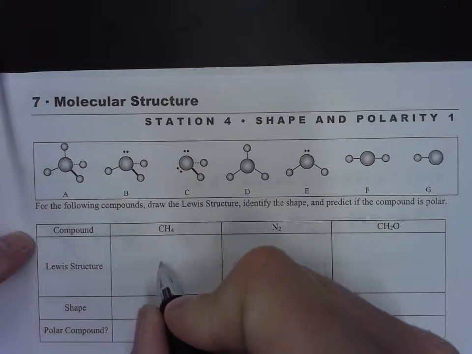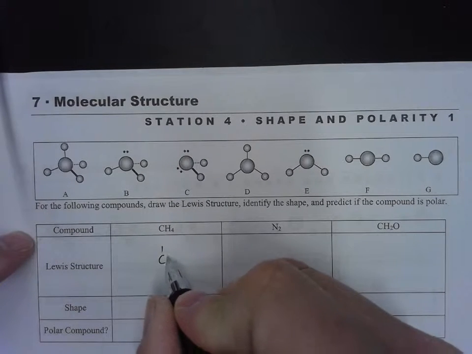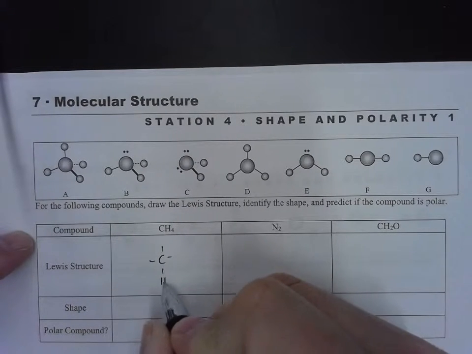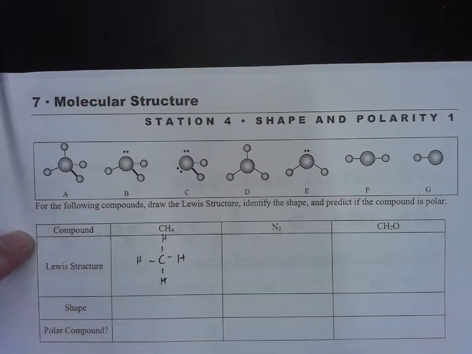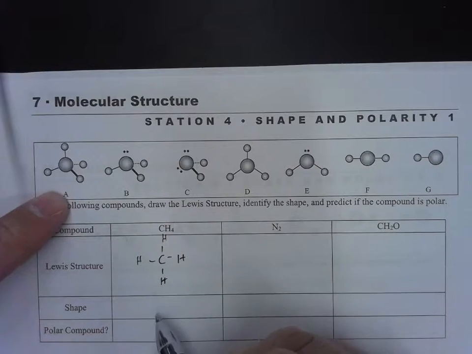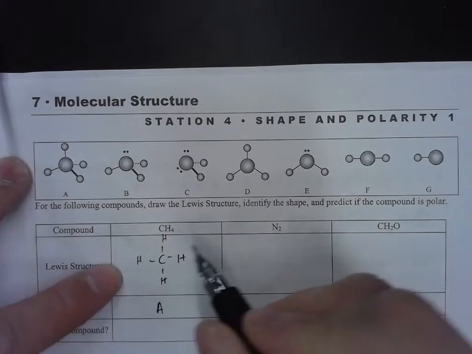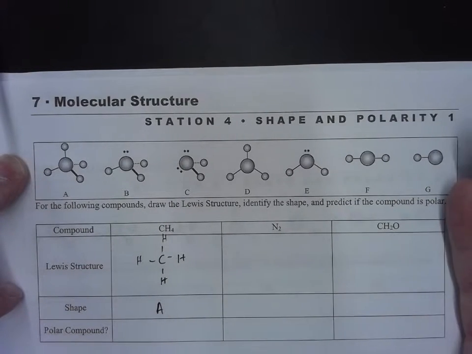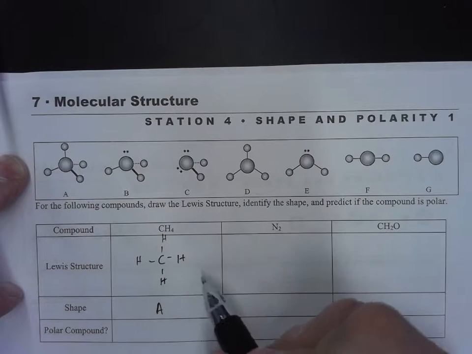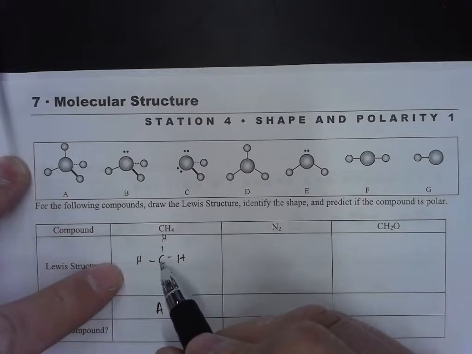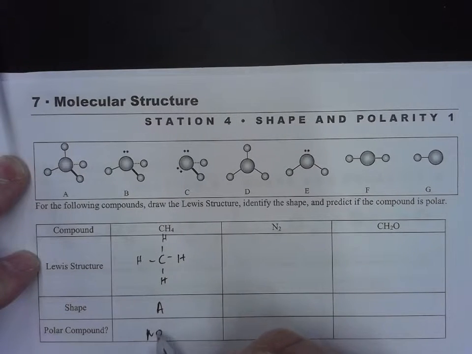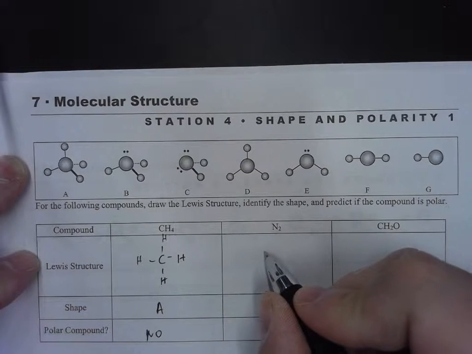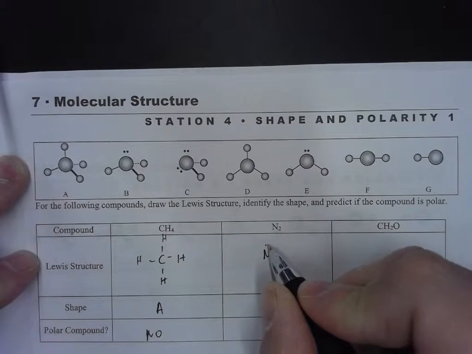Here we go again, CH4, everybody. How many times are we going to see CH4? The shape is going to be shape A. Is it polar? Again, ask yourself, are there strong and weak bonds here? Strong and weak interactions, I should say. No, there's not, so it's not polar.